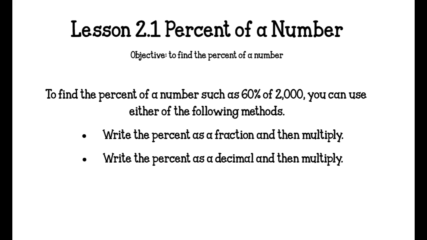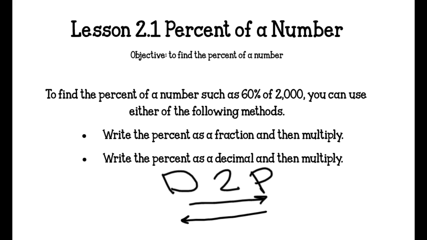I taught you a little trick at the beginning of the year, and that was D to P. So remember, if you're at a decimal and you're trying to get to a percent, you need to go right 2 places. And if you're at a percent trying to get to a decimal, you need to go left 2 places. So this trick will be big this chapter.